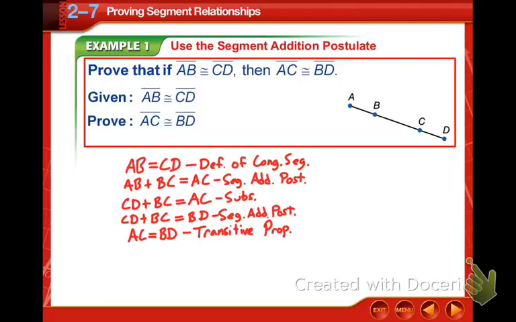And then, of course, going the other way from what we did initially, that means that segment AC is congruent to segment BD. And this is using the definition of congruent segments.